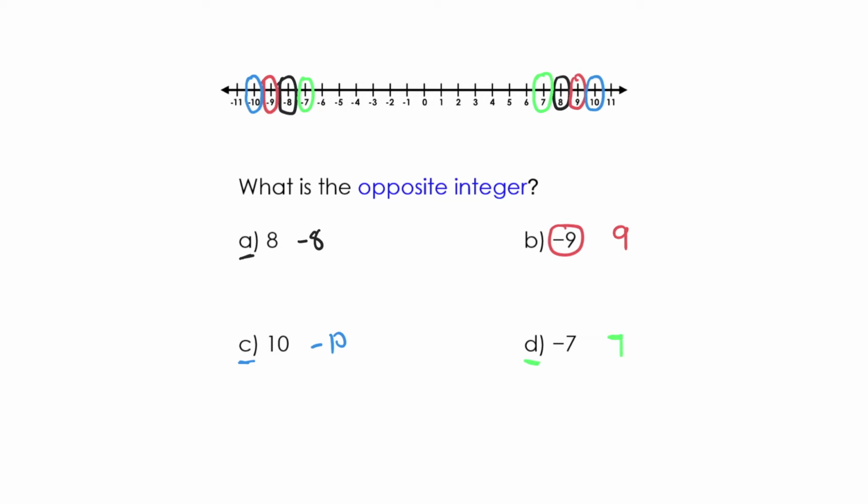So it's 7. You have to look at it as if the 0 is in the middle of the number line. So if this was a piece of paper and you were to fold it from here to here, the numbers would appear on each side.